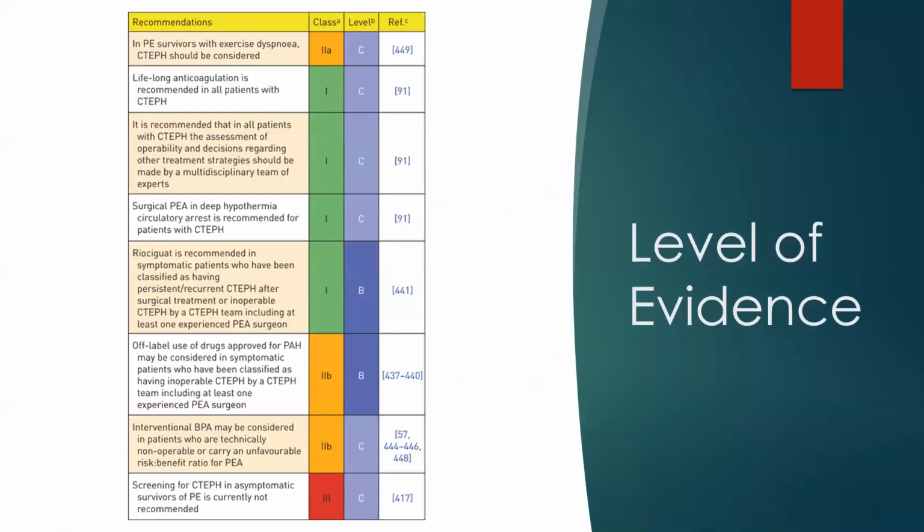So it's just a grading of the level of evidence, but I think it's important to look at that. We have good evidence for lifelong anticoagulation, operability, and then riociguat. So those, just to know, are the big things we should be thinking about. And then there's lower level evidence for balloon pulmonary angioplasty, but it's still there. And really that's going to be a very specific subset of patients that you're going to consider it for. It's really those non-operable ones or those that have an unfavorable risk-benefit profile for having an open surgery.